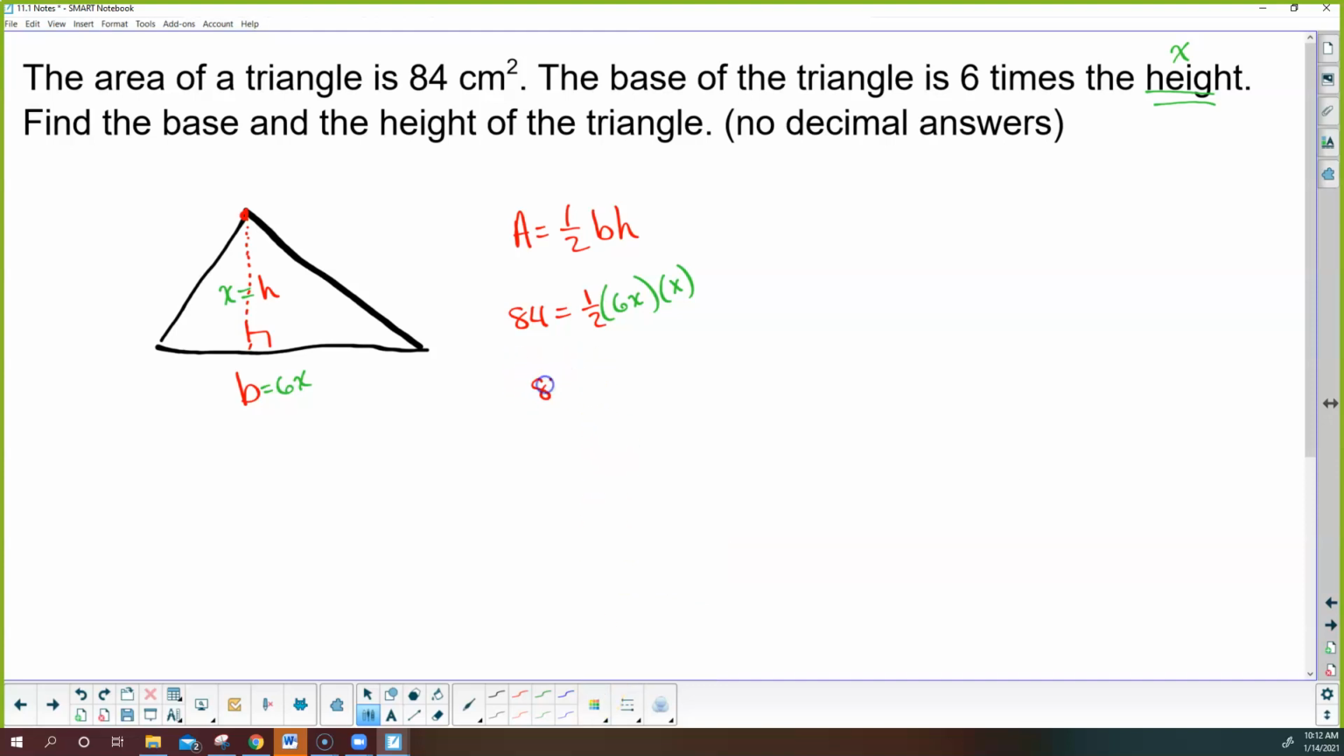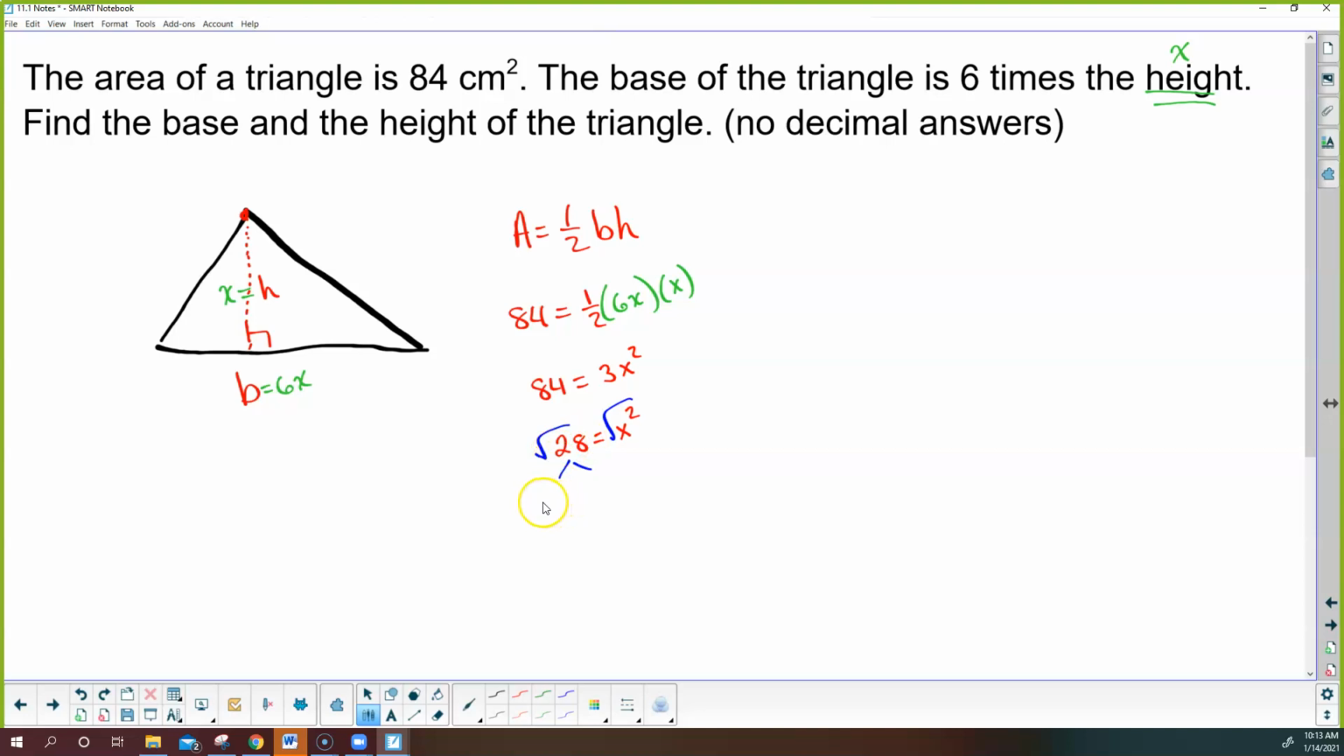So now we can do some quick simplifying. Well, 6 times 1/2 is 3, and x times x is x squared. And then if I divide this out, 84 divided by 3 is 28, equals x squared. Right, so divide by 3, and then I'm going to take the square root, and you'll notice we're going right back to some of that work that we had in earlier units. Now I have to reduce this radical, and I don't want any decimal answers, so I want to leave the radical as is.